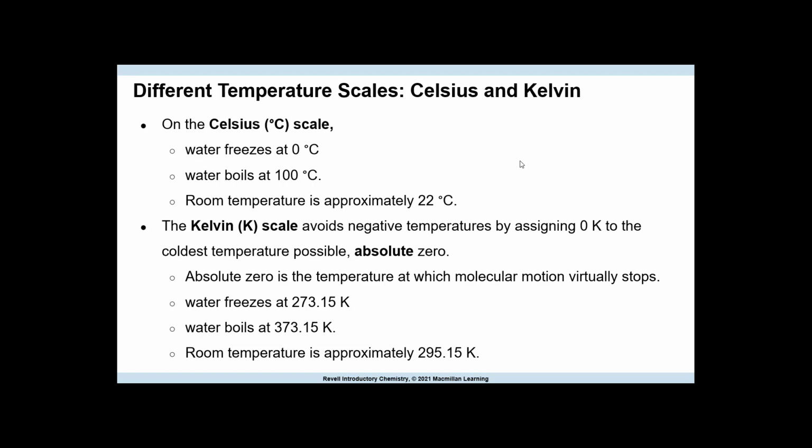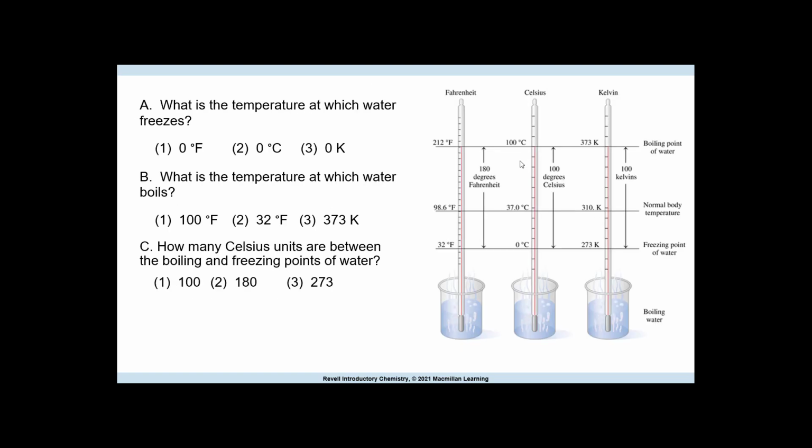For Kelvin, it avoids negative temperatures altogether, so we assign the lowest absolute possible temperature. Absolute zero is 0 Kelvin, capital K. Absolute zero is the temperature at which molecular motion virtually stops. Water freezes at 273.15 Kelvin, boils at 373.15, and room temperature is approximately 295.15 Kelvin.